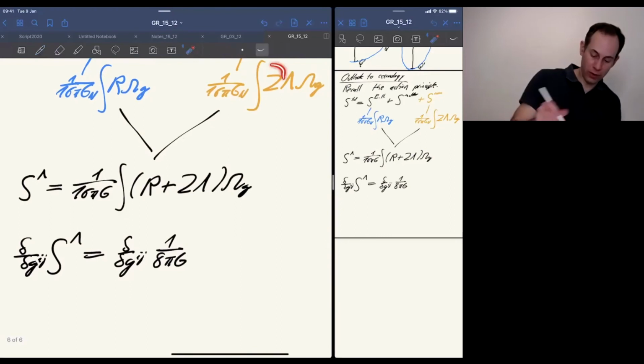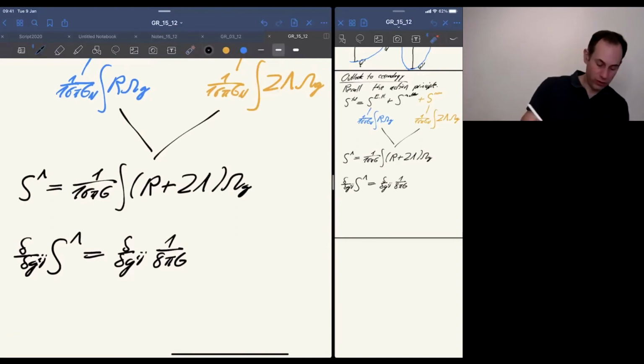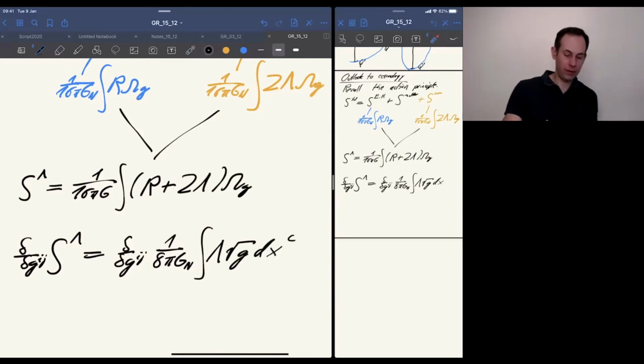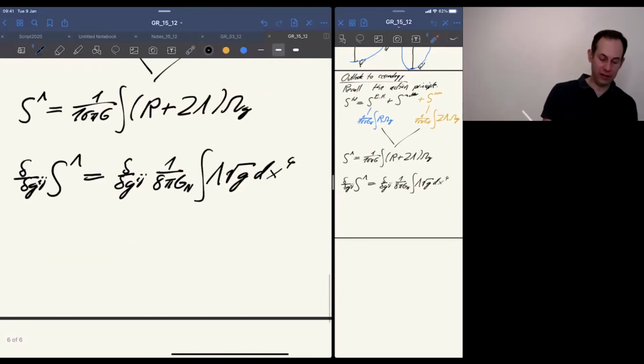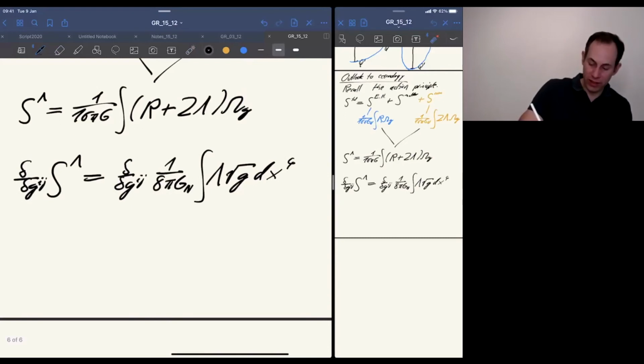So I write just 1/8 times G Newton. And then we have this integral over lambda. And if I'm in coordinates, it looks like this. Remember, that's what the volume form means. It's the determinant of the metric and then the square root of it.